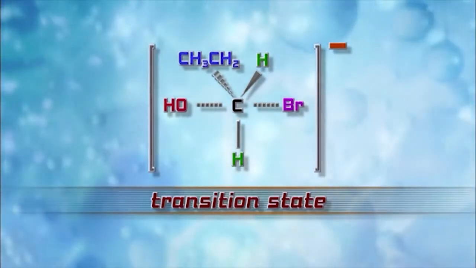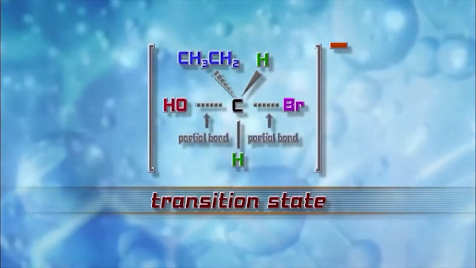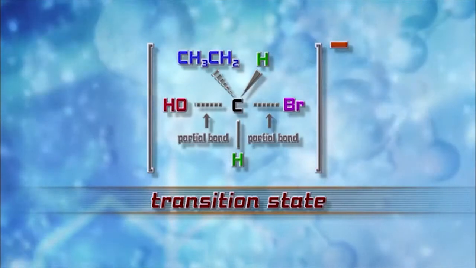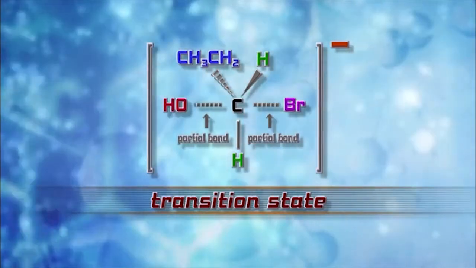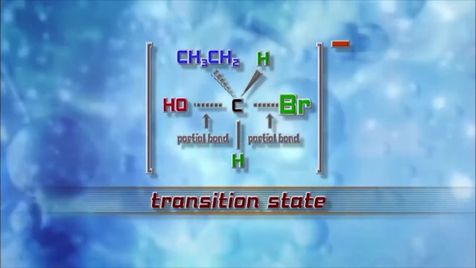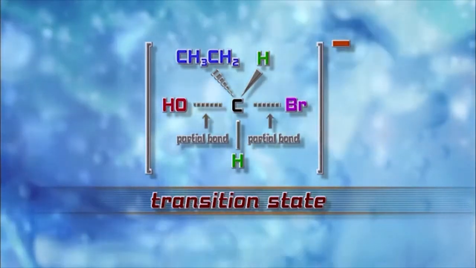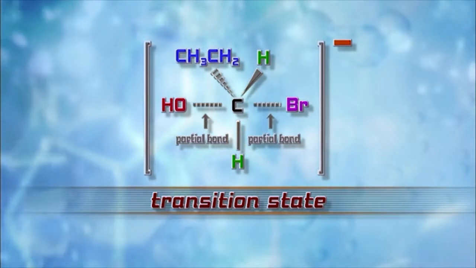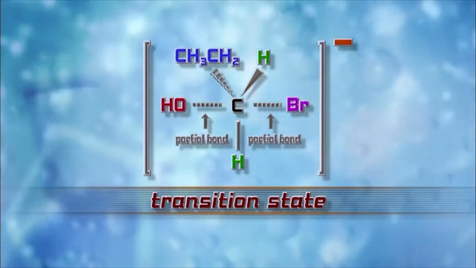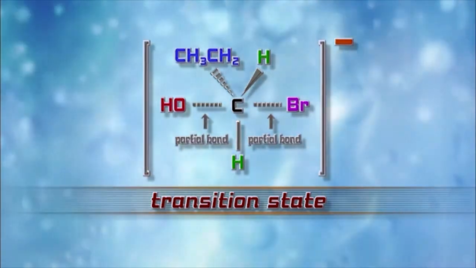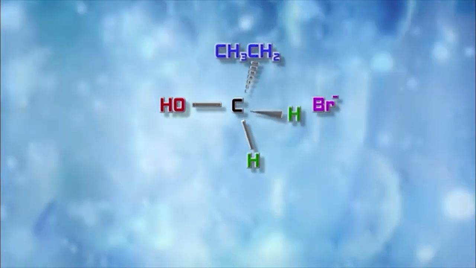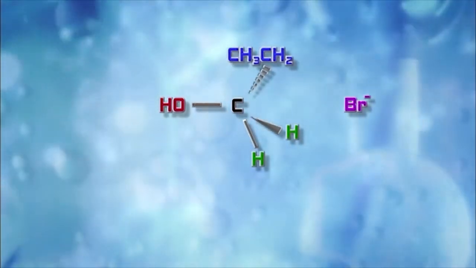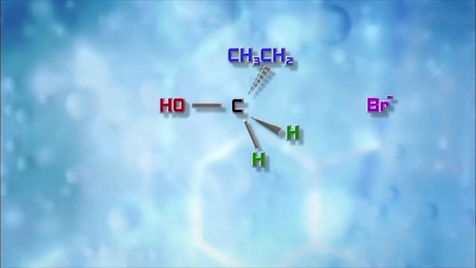At the transition state, the carbon atom is partially bonded to both the incoming hydroxide ion and the departing leaving group, bromide ion. At the same time, the hydroxide ion begins to share a pair of its electrons with the carbon atom. The bromine atom takes the pair of electrons from the carbon-bromine bond and leaves as a bromide ion.